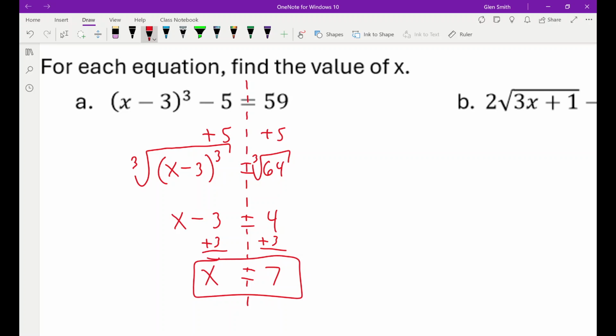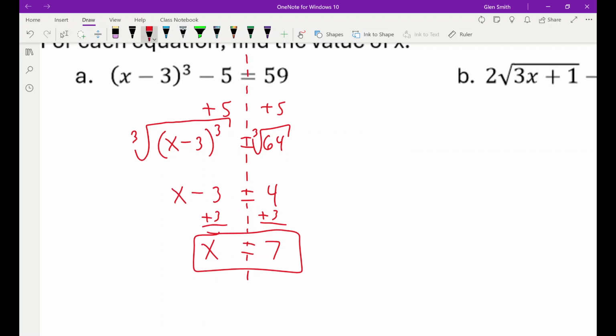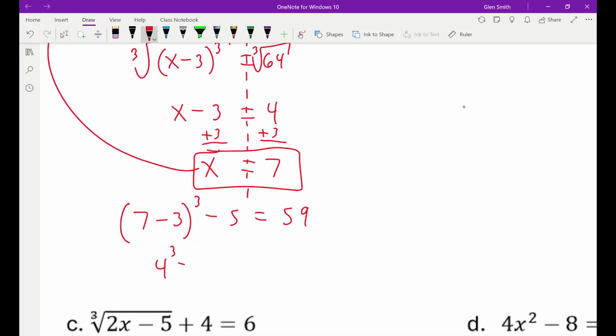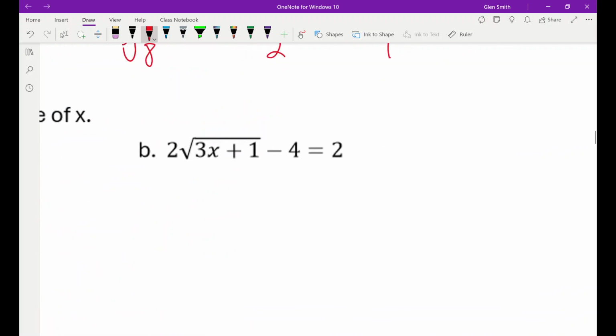And if you're taking your final, it makes sense to go ahead and just double check that real quick. If it's a multiple choice question and the answers are all there, you can plug them in and see which one works, honestly. Okay? But if I put 7 back into this equation, I get 7 minus 3 cubed minus 5. And I'm seeing, does that equal 59? Well, 7 minus 3 is 4 cubed minus 5. 4 cubed is 64 minus 5. And oh my goodness gracious, that happens to be 59. Excellent.